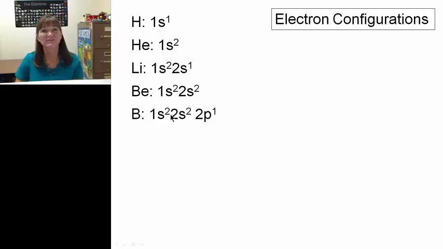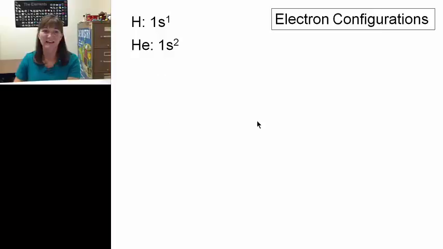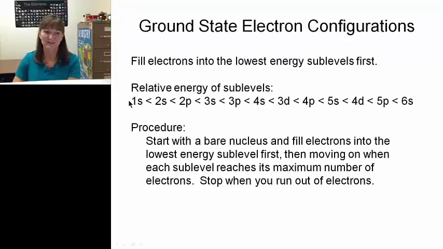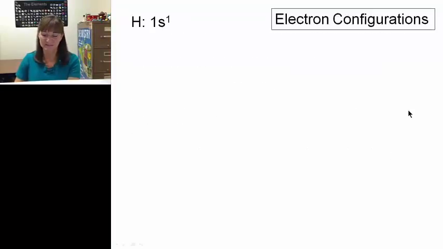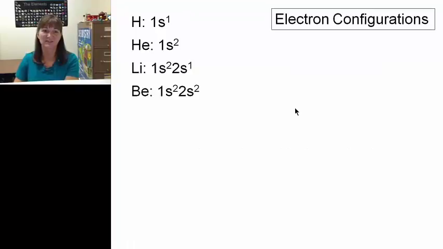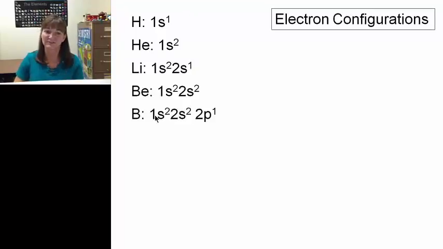If I ask you for the electron configuration of boron, you would say, okay, I'm dealing with an atom, because I'm only going to ask you electron configurations for atoms, so the number of protons will equal the number of electrons. So if boron has 5 protons, then it has 5 electrons. You need to look at your information sheet and get the relative energies of the sublevels, and you're going to start from left to right. So you're going to put 5 electrons on boron.